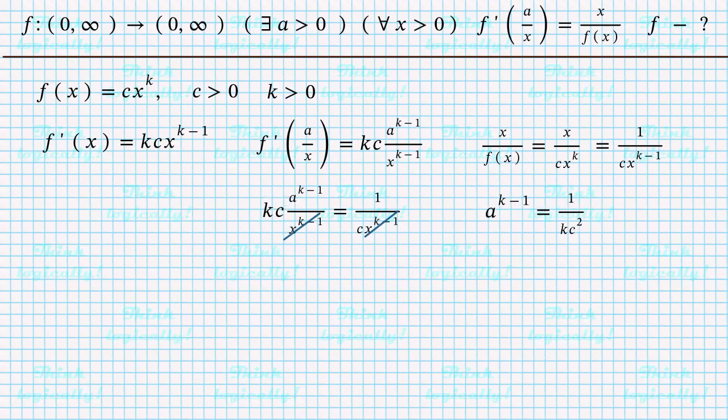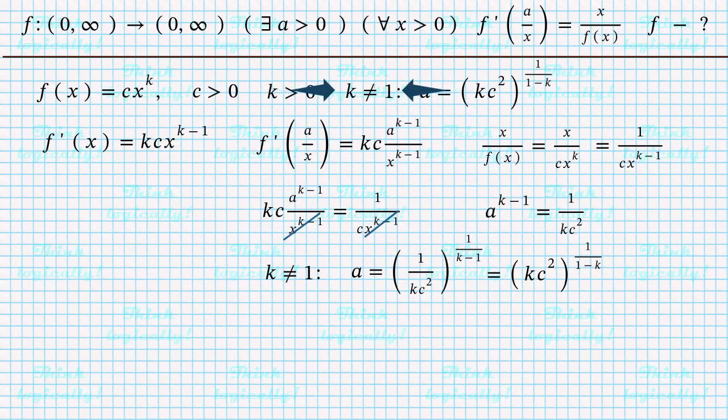We've got an equation for a, and if k is different from 1, we can find the value of a as 1 over kc squared to the power of 1 over k minus 1, or kc squared to the power of 1 over 1 minus k. Since kc squared is positive, the value of a exists and it is unique. So let's write down that if k is not equal to 1, the value of a exists for any positive c and it is unique.